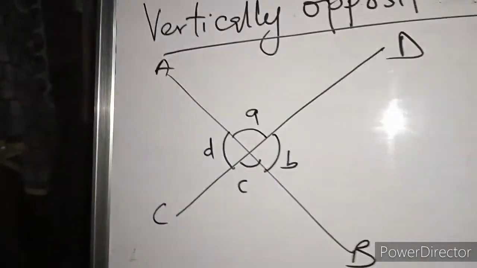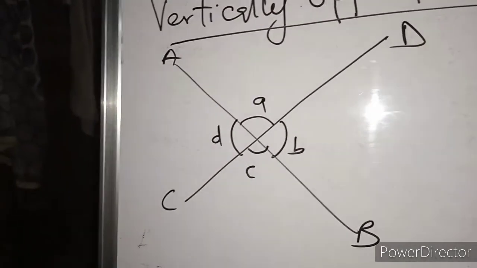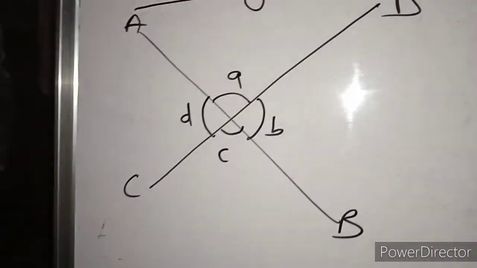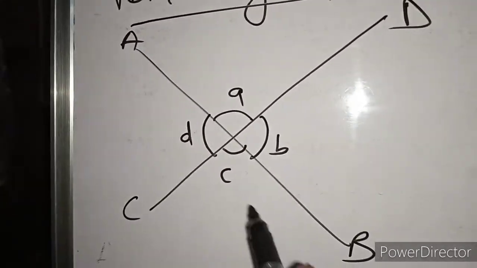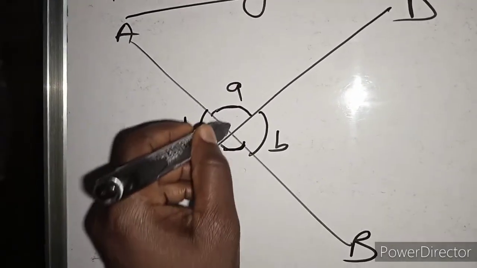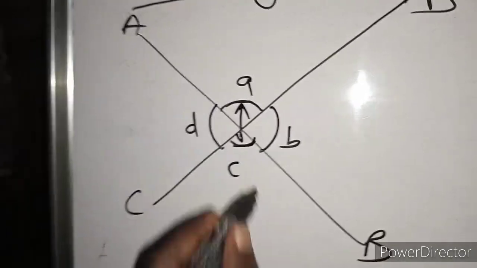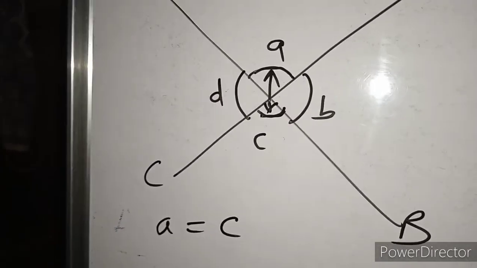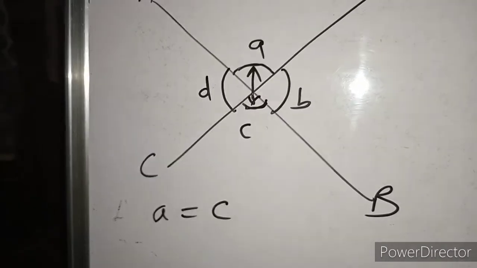Now, take note, vertically opposite angles are formed when two straight lines cross each other. So, since this straight line AB crosses CD, this angle A is facing angle C, which means that the two of them are vertically opposite. You can see it on the board. So, A is equal to C because vertically opposite angles are equal.